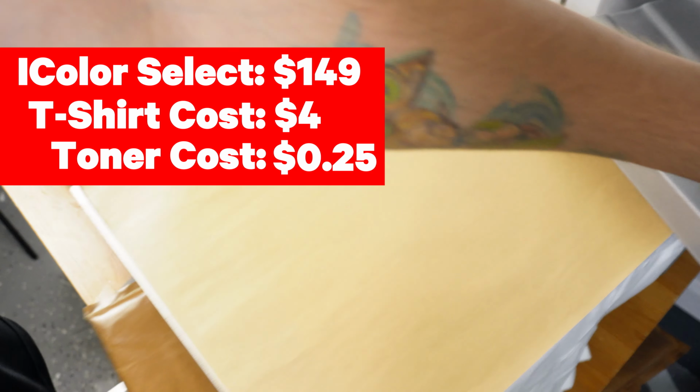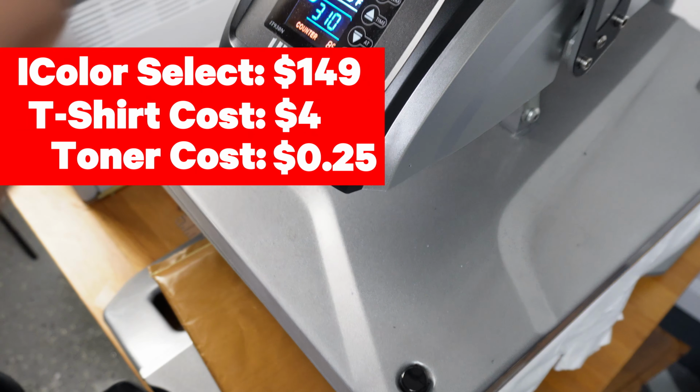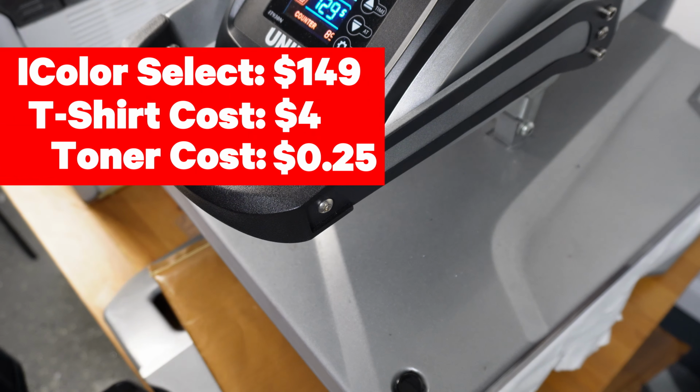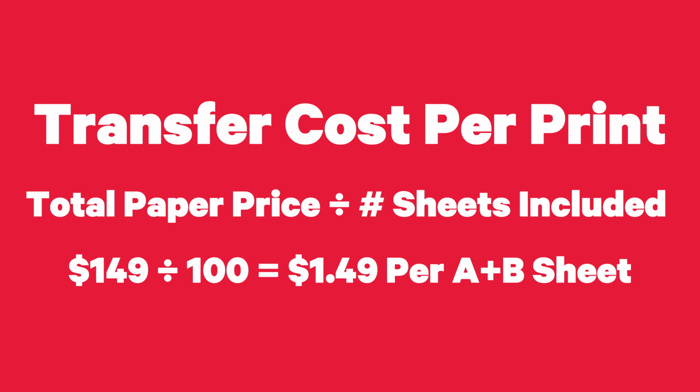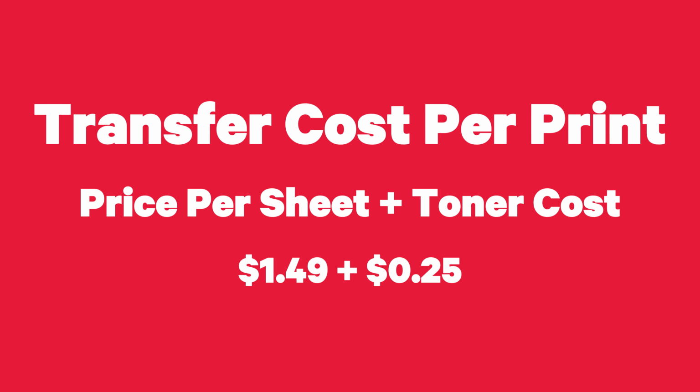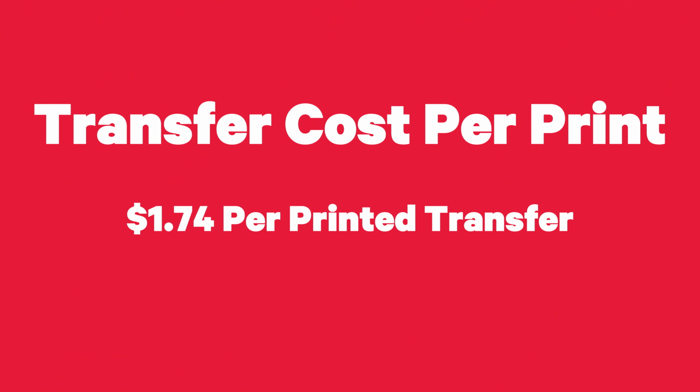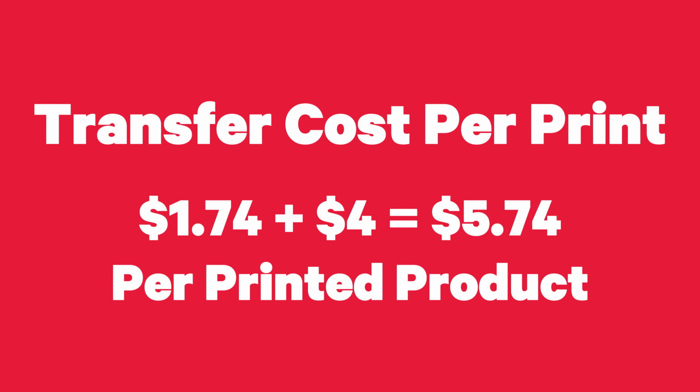So in order to find out the cost per print, the first thing that we're going to need to do is find out how much we're paying for each sheet. So how much we're paying for each transfer. And for this, we're going to take the amount of sheets that we get in our package, which is 100, and divide it into the cost, 149. Then we're going to add our toner pricing, which is 25 cents. So in total, we're going to be using about $1.74 worth of printing material. Now we need to add our t-shirt cost, which is $4. So $5.74 per printed product.